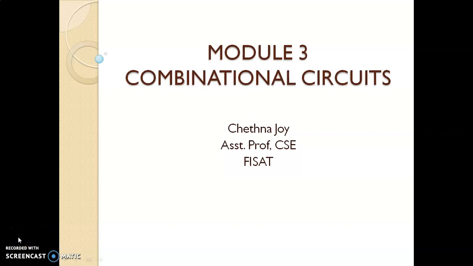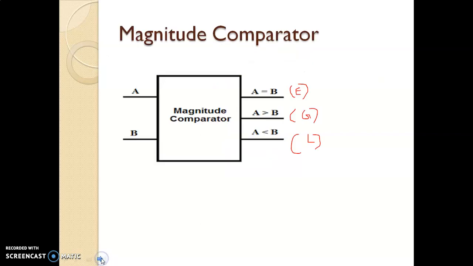In the last class, we have been discussing various standard combinational circuits. So in this video, we will see one of the combinational circuits called a magnitude comparator. So what is this magnitude comparator? It is actually a circuit which is used for comparing two numbers.